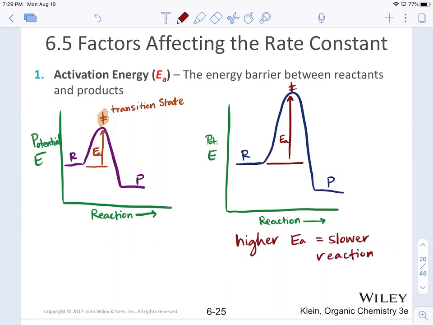because the amount of actual molecules that would have enough energy to get up to that transition state is probably not as high as one that would have a lower activation energy. Lower the activation energy, faster the reaction. Excellent.